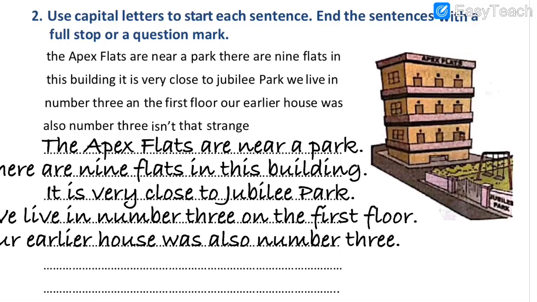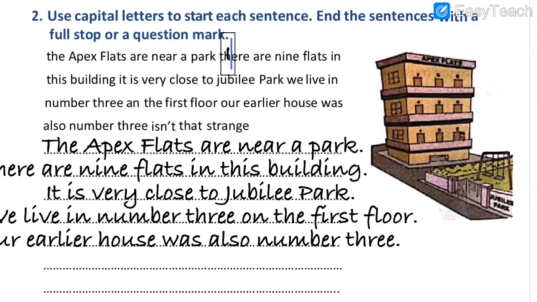Last sentence, what is given? Isn't that strange? Our earlier house was also number 3, and this time also it is number 3. Isn't that strange? Isn't that surprising? So this is the question. See, read in that form. Isn't that strange? The speaker is asking the question. So here we shall put a question mark, and again the first alphabet I must be capitalized. So let us write that.